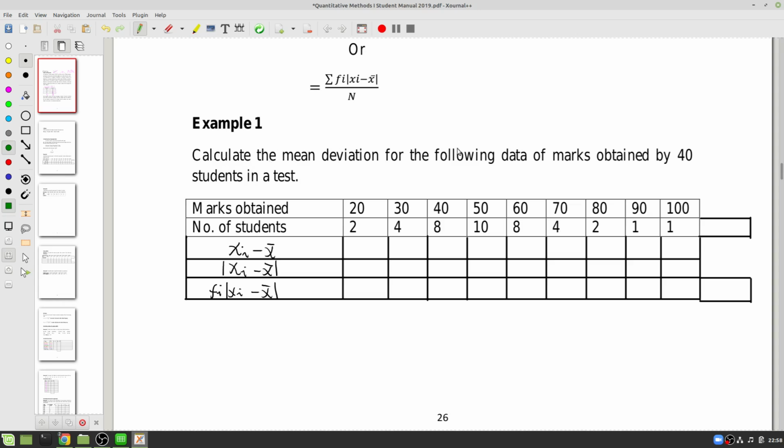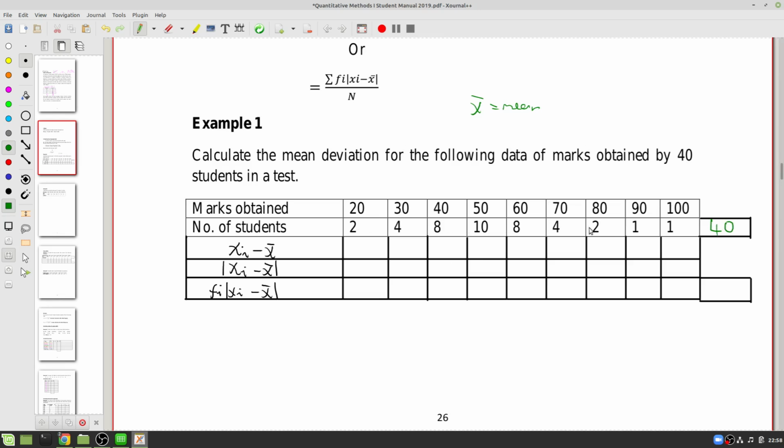Calculate the mean deviation for the following data of marks obtained by 40 students in a test. All right, so first we see in the formula here, we need to find the x bar. And remember, what is x bar? X bar, that is your mean. So we have to obtain the mean from here. So how will we find the mean? Well, we add everything together divided by how many things there are. So we know n, the number of things, is 40 students.